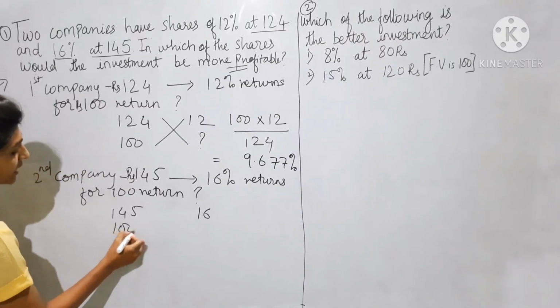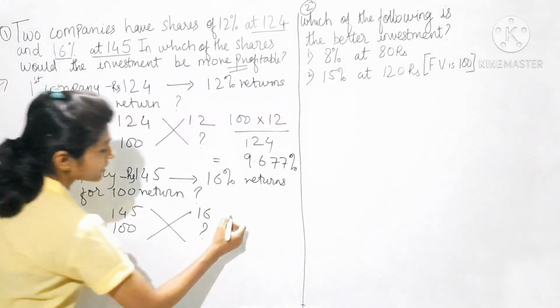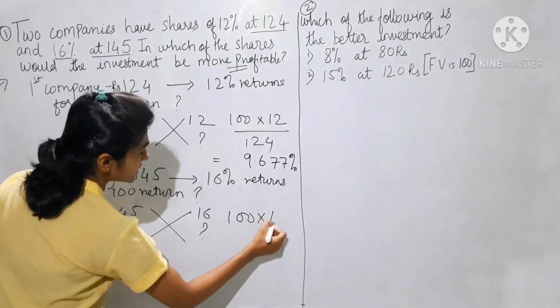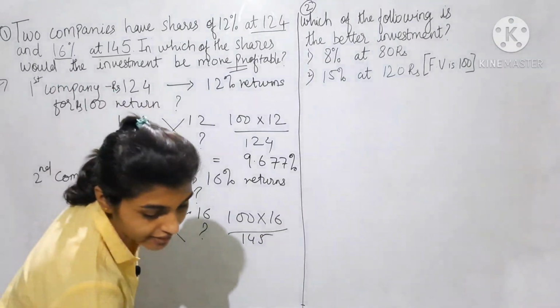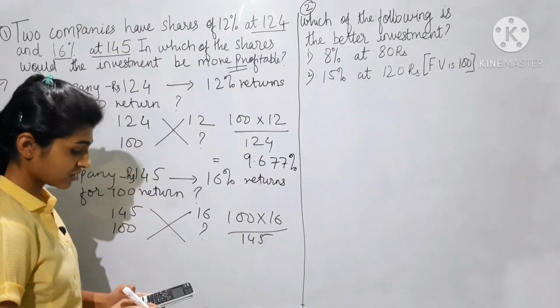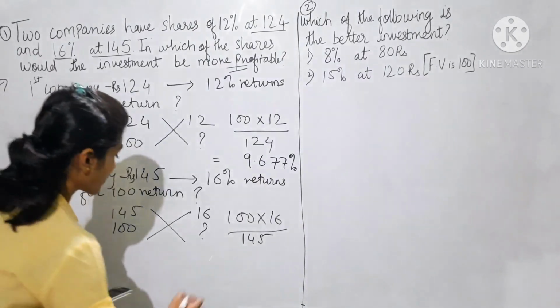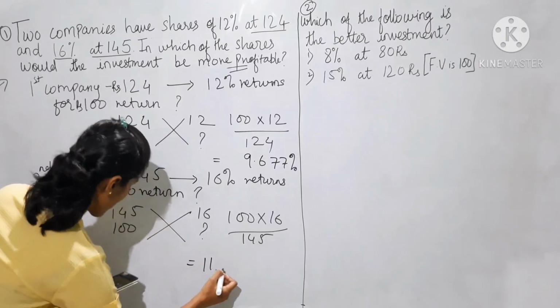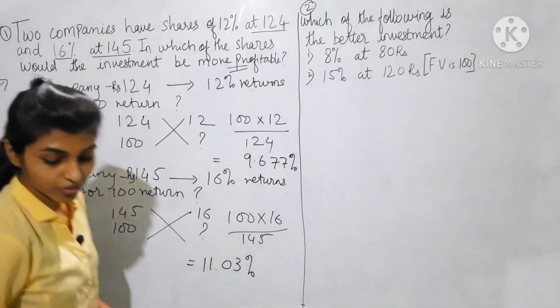Then for 100, the return is question mark. Cross multiply. Then we get 100 multiplied by 16 divided by 145. You get a return of 11.03%.